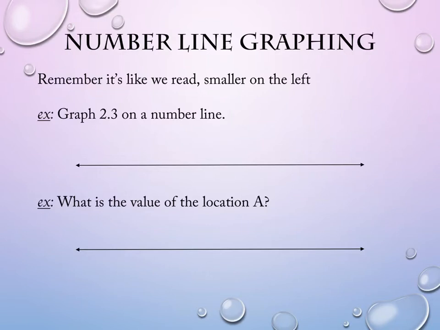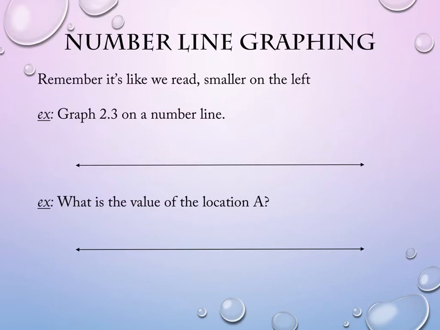I want you to remember that we read a number line from left to right, smallest to largest, just like we read English. So what you're going to experience when you get your homework is you're going to see these kind of lines already drawn, and they're going to have like decimal hash marks in them already. Okay, so they're going to be a little bit more structured than my picture on my screen. But we're going to graph 2.3 on a number line.